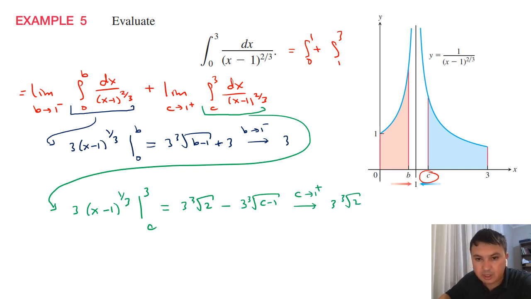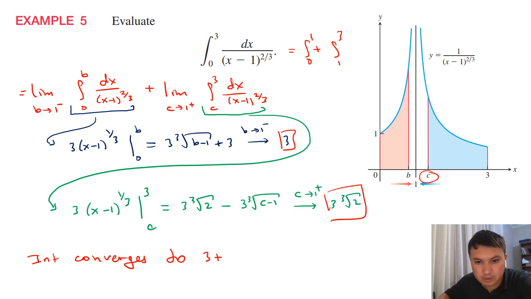So I see that both terms exist, right? I managed to show that both limits exist. Hence, we saw that the integral converges, and it converges to 3 plus 3 cube root of 2.